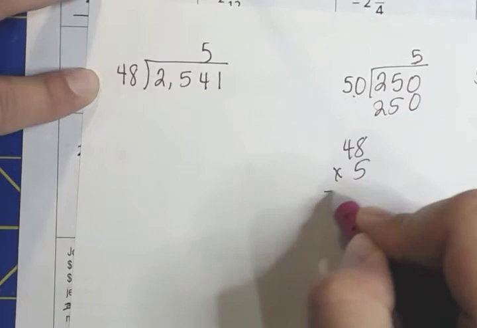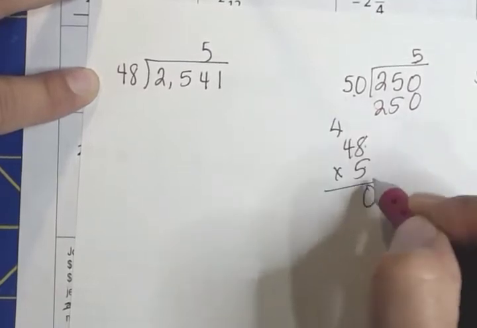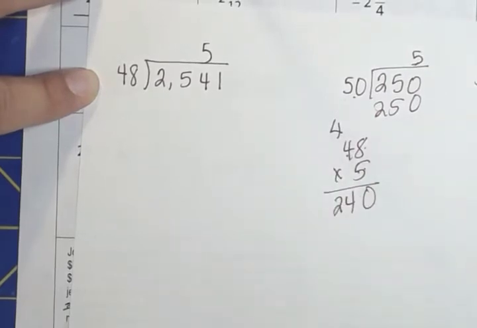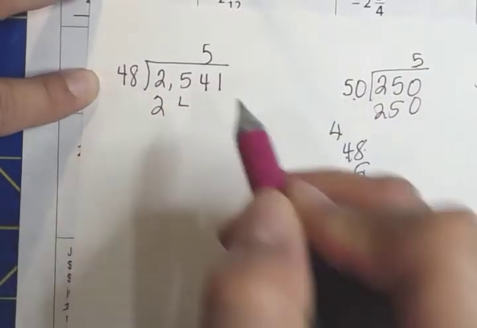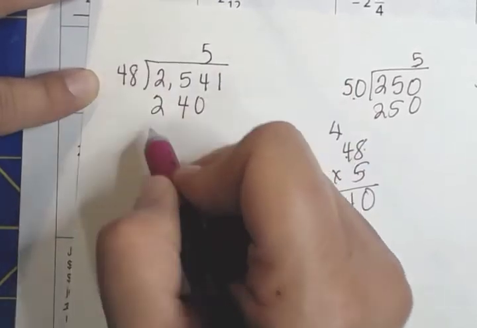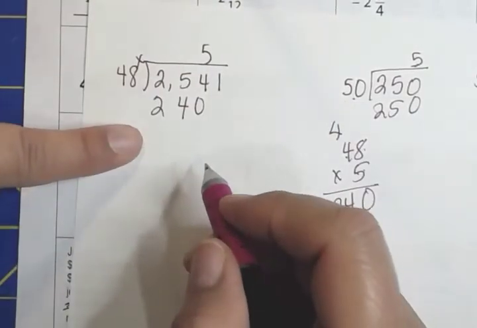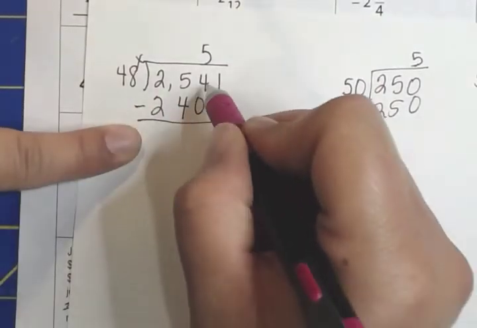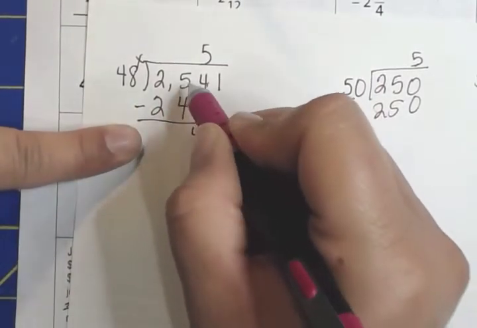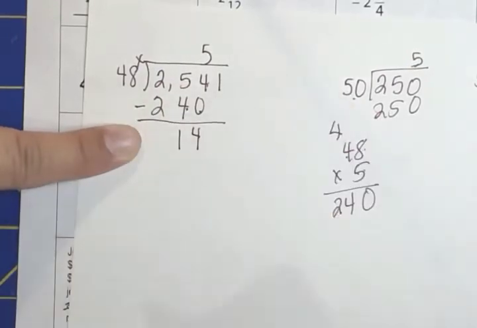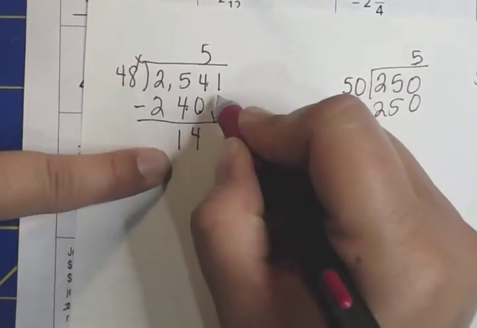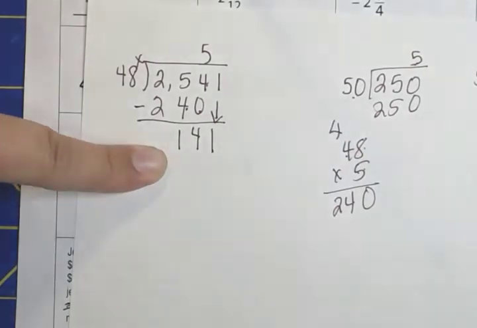48 times 5. 8 times 5 is 40. 5 times 4 is 20 plus 4 is 24. Write my number here. 5 times 48 is 240. I subtract. 4 minus 0 is 4. 5 minus 4 is 1. Then, since 48 is larger than 14, I'm on the right path. Bring my next number down.